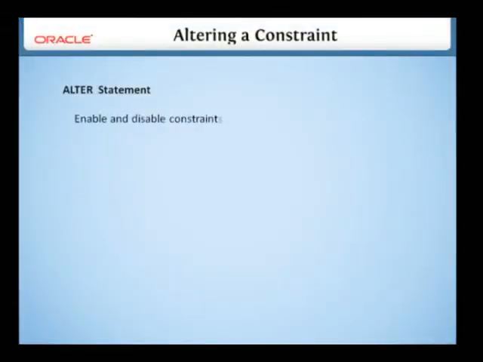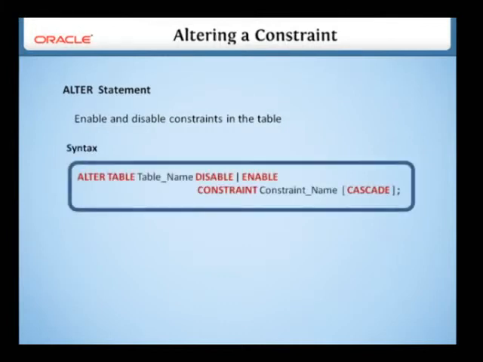Now we are going to see how to enable and disable constraints in the table. Let's see this syntax. In this syntax, table name specifies the name of the table. Disable or enable constraint is a keyword to specify whether we are going to enable or disable the constraint. Constraint specifies the name of the constraint to be altered.